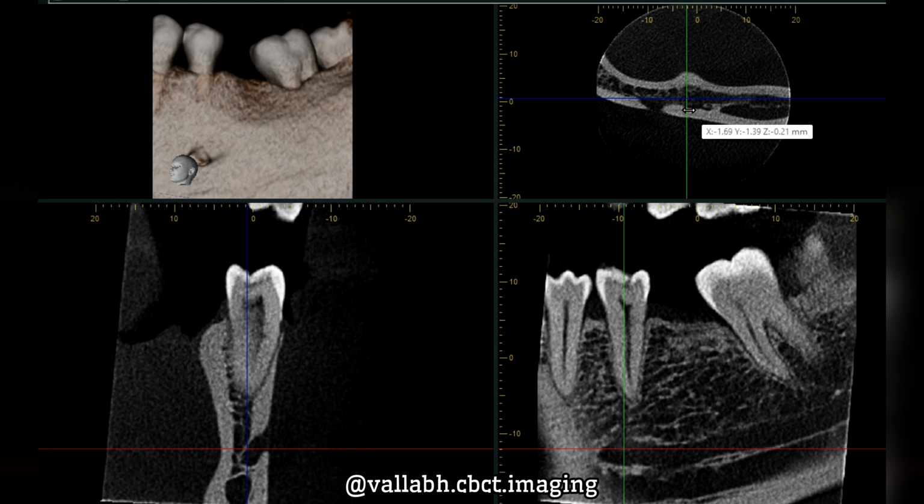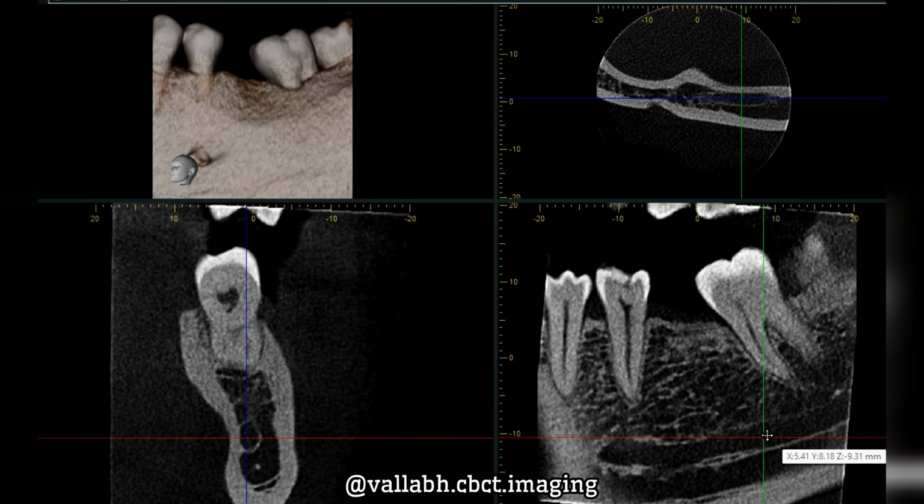So these were the basic anatomical landmarks as seen in the CBCT scan.